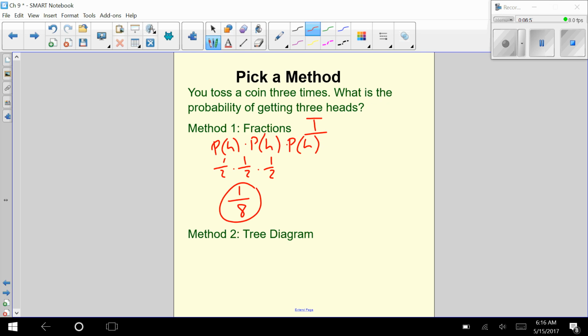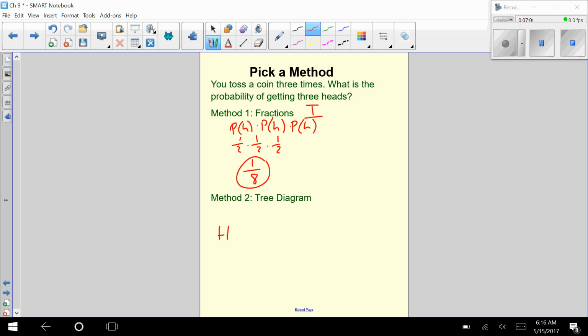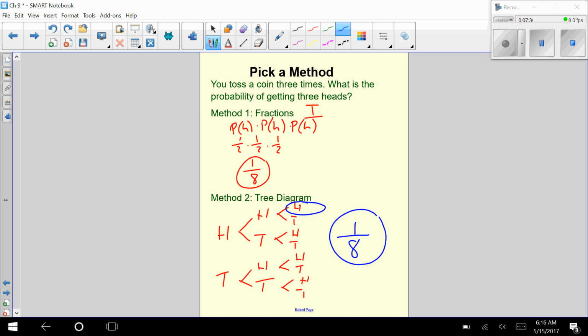In the last section, we did an example like this. Our first toss is heads or tails. We used a tree diagram, remember? Our second toss, no matter what my first one was, could be heads or tails. And my third toss, no matter what my second was, could be heads or tails. Now, when I list out all my options, I find that only one of them is all heads. So there's 1 out of my 8 total options, the probability is still 1/8. So these two different methods do the exact same thing, and you can pick whichever one you'd rather do.